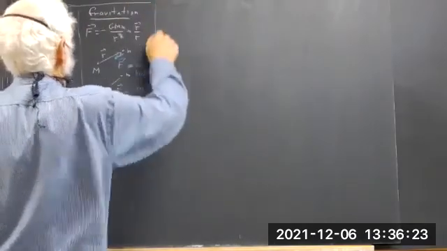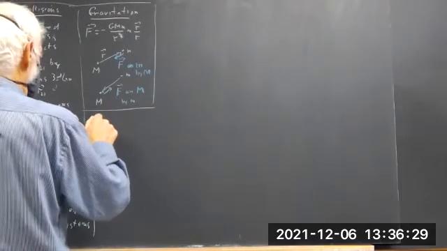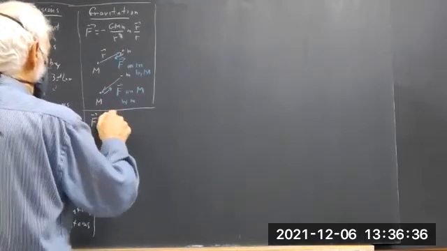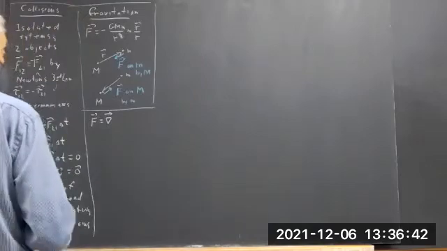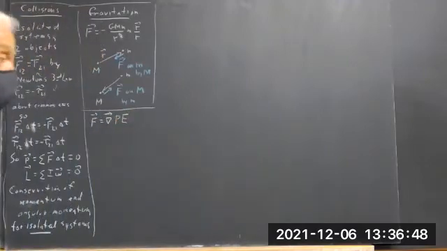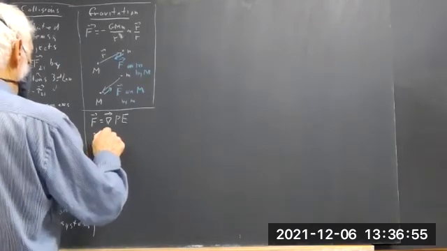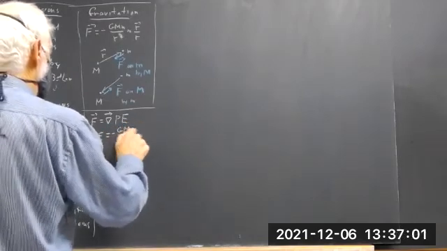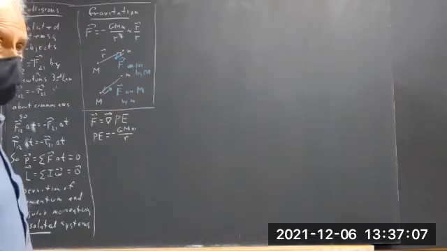Okay, a couple of things. F is the gradient of your potential energy function, where your potential energy is negative G, big M, little m over R.